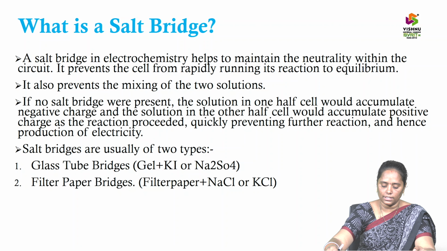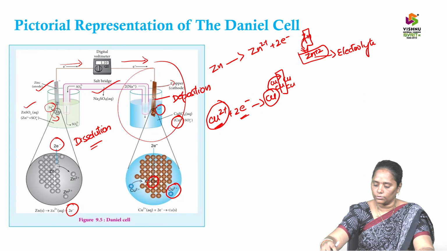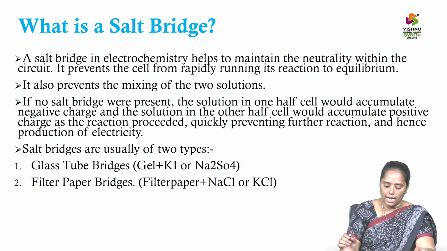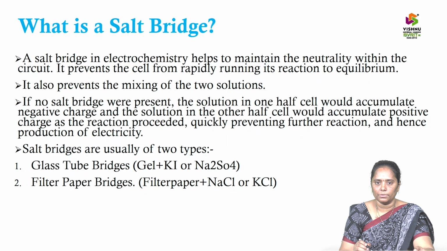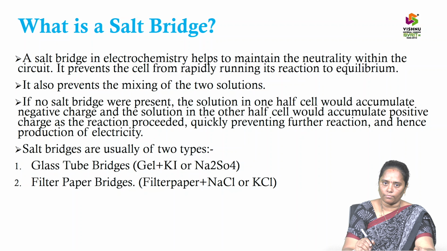And we have seen a salt bridge. This is the salt bridge here. What is the function of this salt bridge? Let us see. The role of salt bridge in electrochemistry is crucial. For an electrochemical cell, it is highly significant. If the salt bridge is not present, what happens?